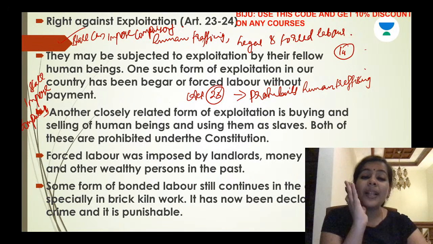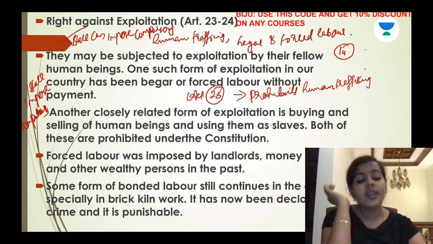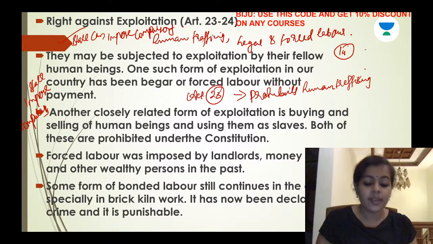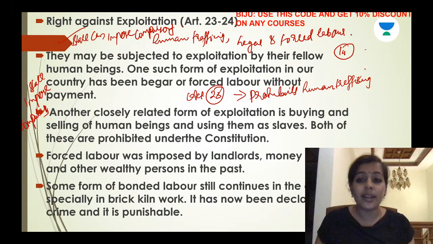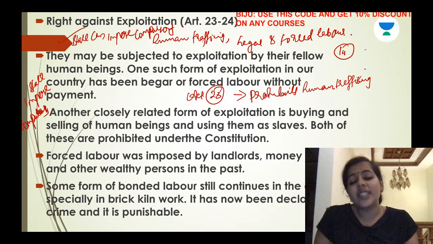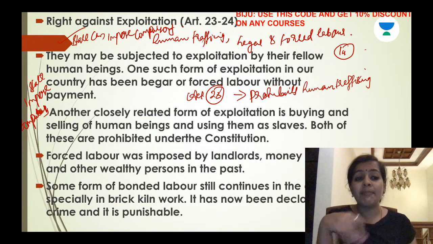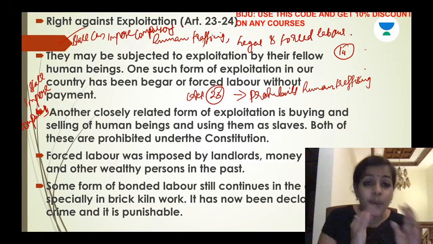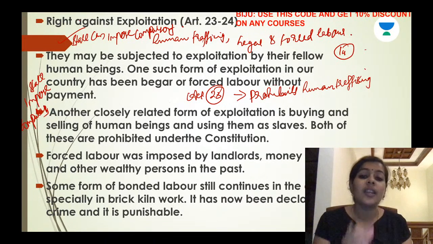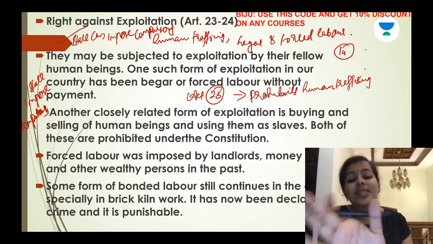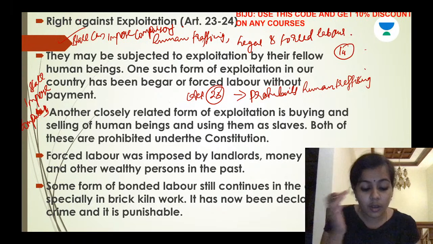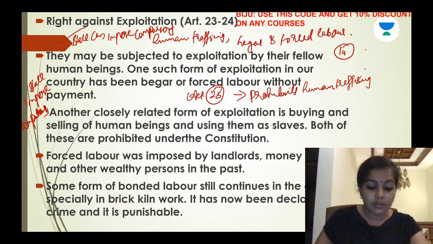State can impose compulsory public service if needed. So that is not being considered, sir. Especially in case of the COVID pandemic, many people were asked to serve the nation. The doctors were asked to serve the nation. It was compulsory. So this way the state can impose it in case of emergency. It is not considered as a right against exploitation, or it is not considered as an exploitation.